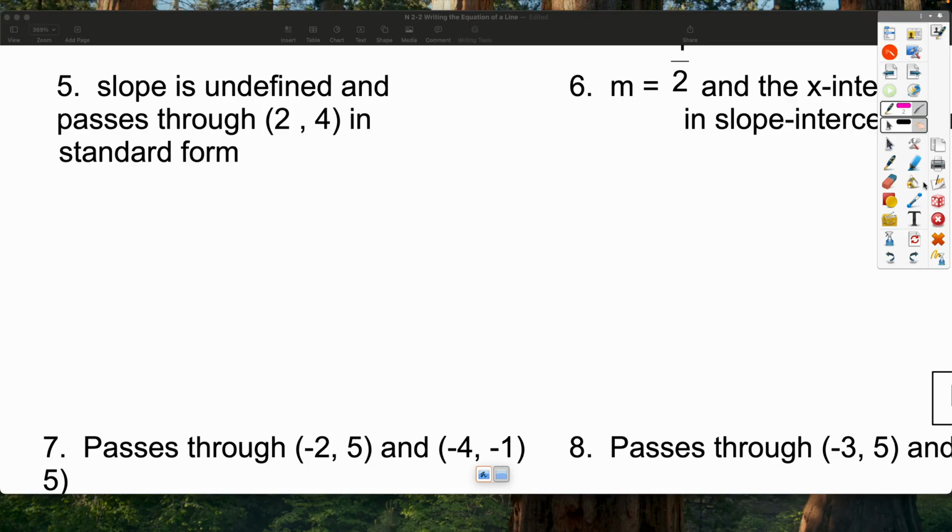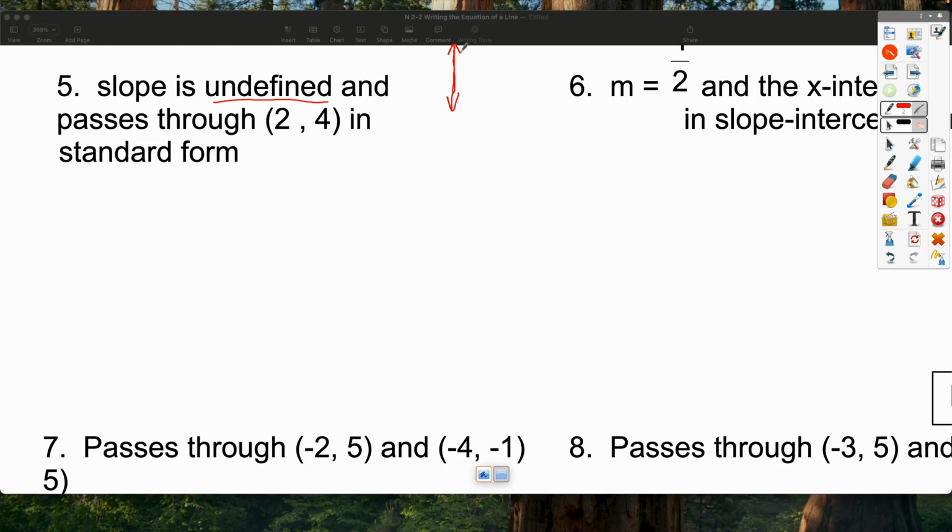All right, number 5. Slope is undefined and passes through (2, 4) in standard form. Anytime there is a slope that is undefined, undefined slope, that is an up and down line. These lines are a little bit different. Their equations alter just a little bit.